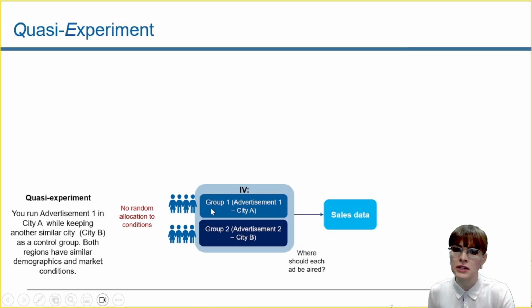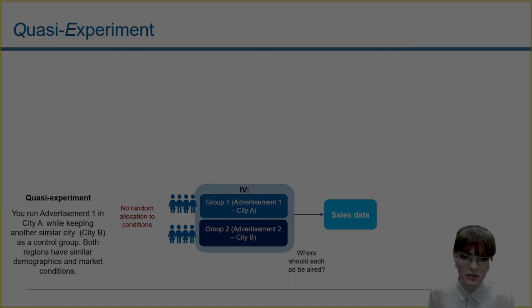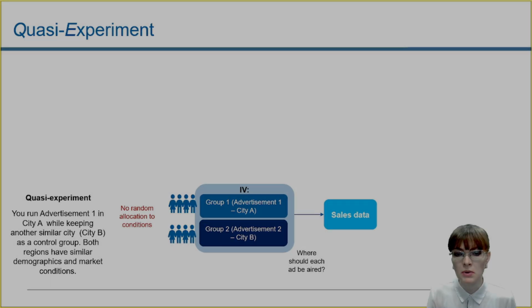Again, there is no random allocation in a quasi-experiment. People who just happen to live in city A will view this particular advertisement, and people who live in city B will just have to watch a different advertisement. There is no feasibility for us to randomly allocate people to those advertisements if we look at geographic areas as a way for us to conduct an experiment.